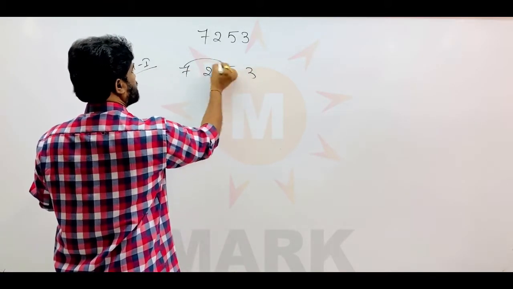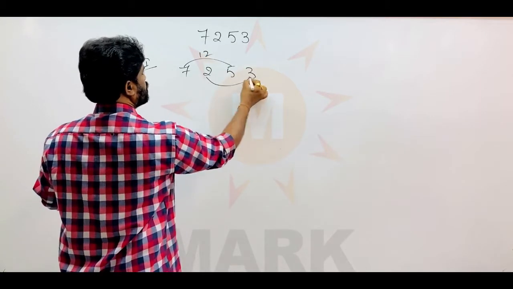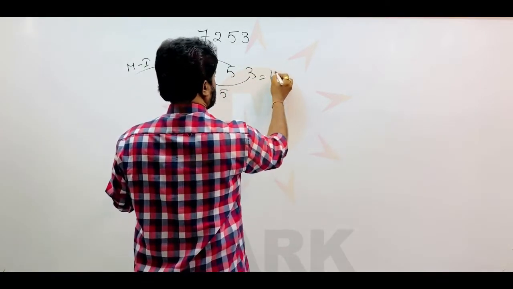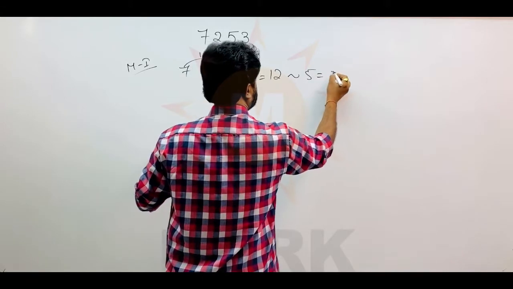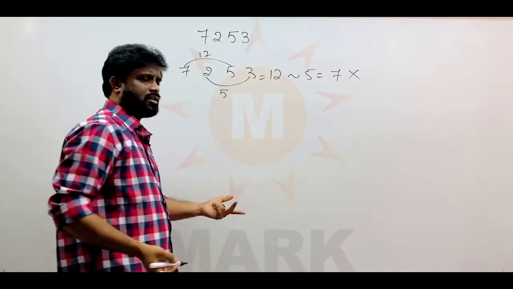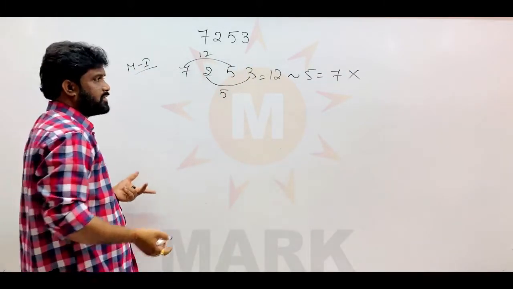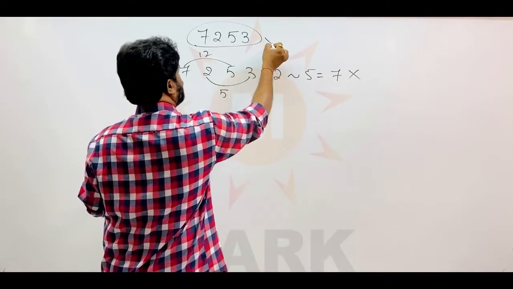7253. What is 7 plus 5? 7 plus 5 is 12. What is 2 plus 3? It is 5. So what is the difference between 12 and 5? It is 7. So 0 is not coming and multiples of 11 are also not coming. So this 7253 is not divisible by 11.